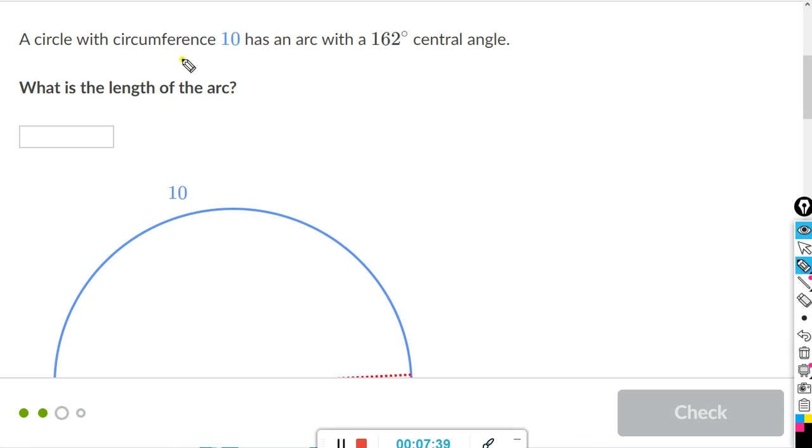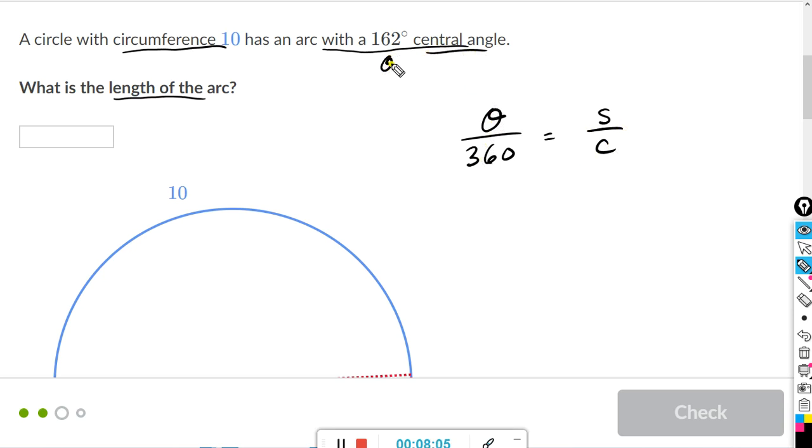Okay, here it says a circle with circumference 10 has an arc with a 162 degree angle, and they want the length of the arc. All right. So same ratio and proportion for all of these. Theta over 360 equals S over C. All right. So theta is our central angle. Okay, that's 162 in place of theta.